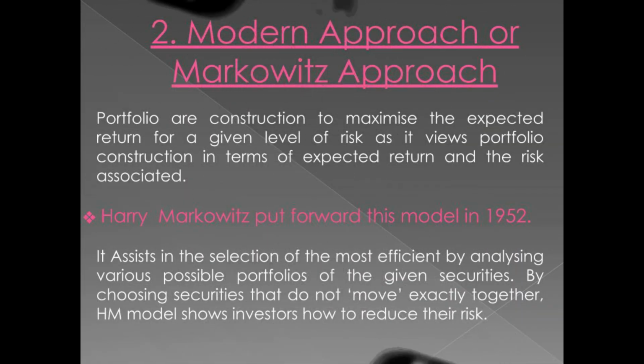Second is the modern approach or Markowitz approach. Markowitz constructs portfolios to maximize the expected return for a given level of risk, as he views portfolio construction in terms of expected return and the risk associated. He introduced this approach in 1952 to assist in the selection of the most efficient portfolio by analyzing the various possible portfolios for given securities, choosing securities that do not move exactly together because we want to diversify or minimize the risk. The HM model shows the investor how to reduce their risk.